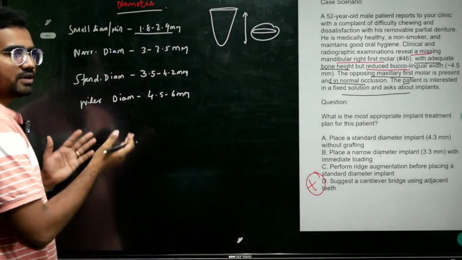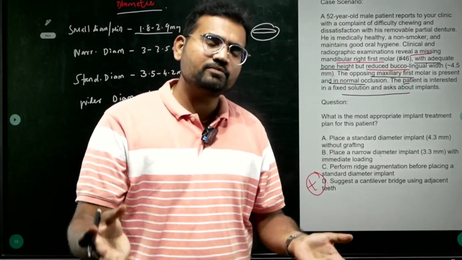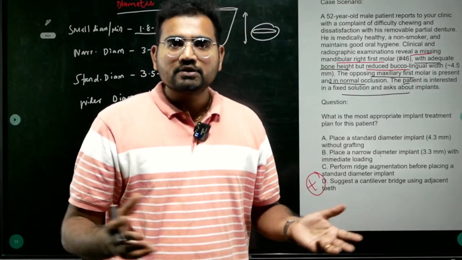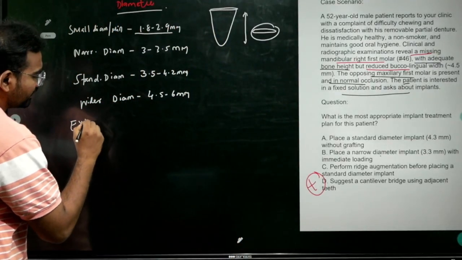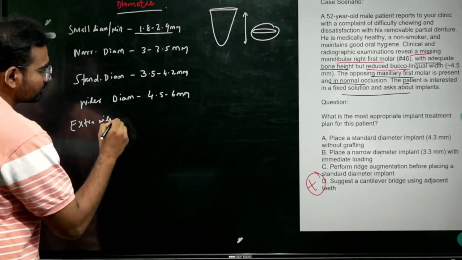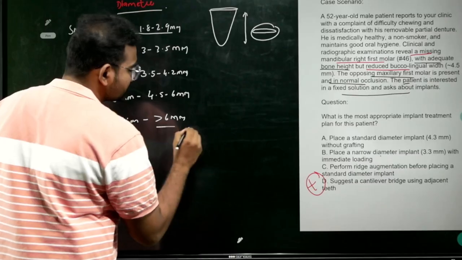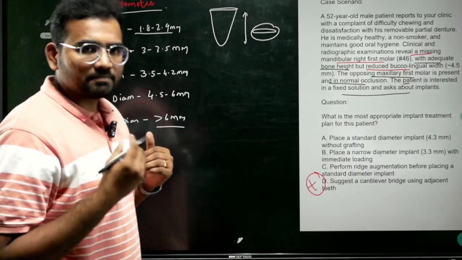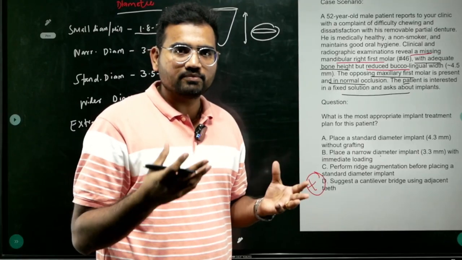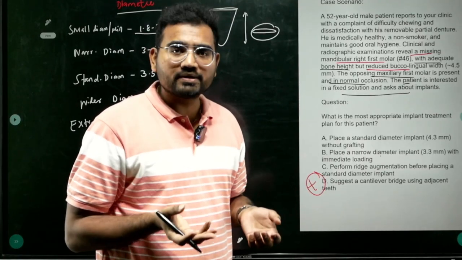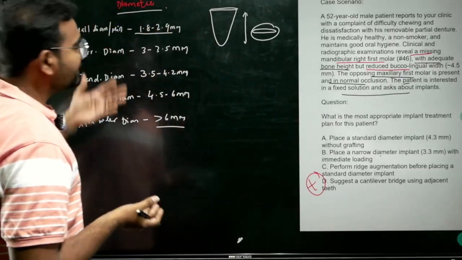So when I talk about wider implants, it's 4.5 to 6 mm. When I say that it is indicated in molars, it is according to Mish. And there is something called extra wider implants. Extra wider diameter implants are more than 6 mm. This is usually indicated for patients who are going for immediate implants, especially in mandibular or maxillary molars, or when you augment the ridge and then place an implant. So these are all the various diameters.